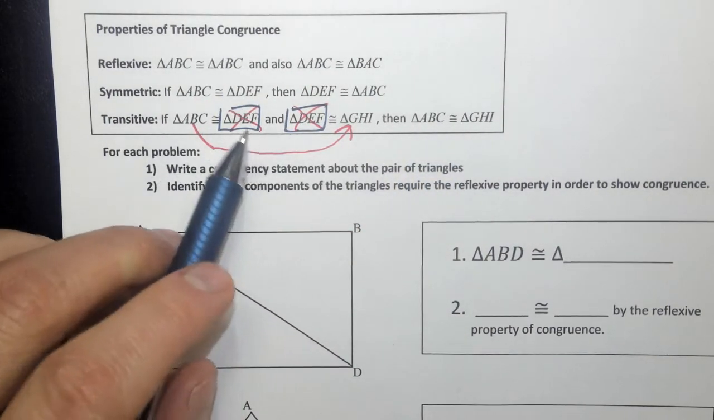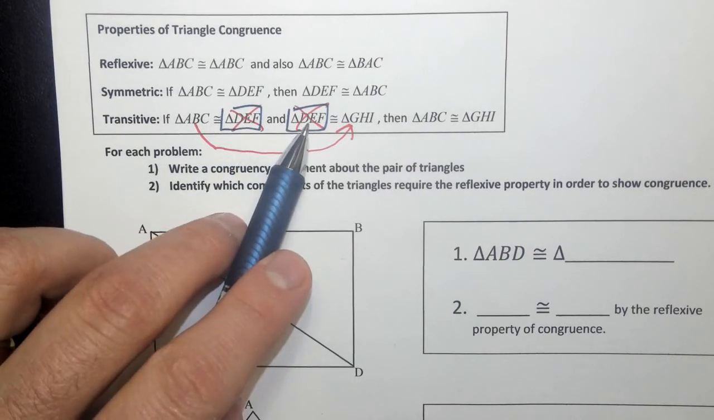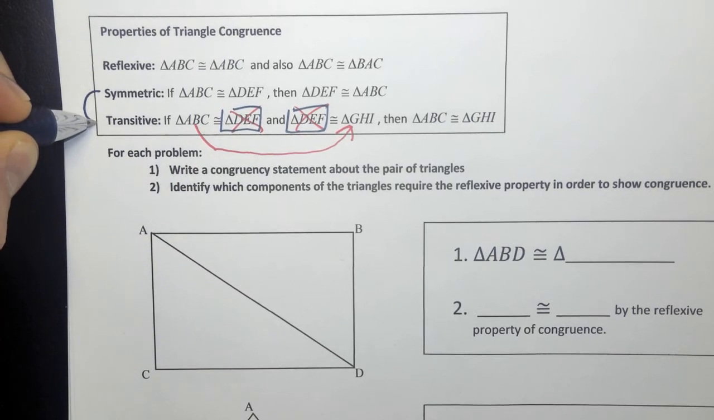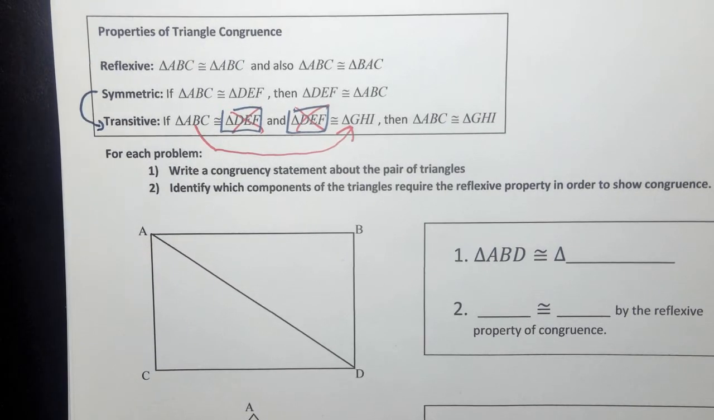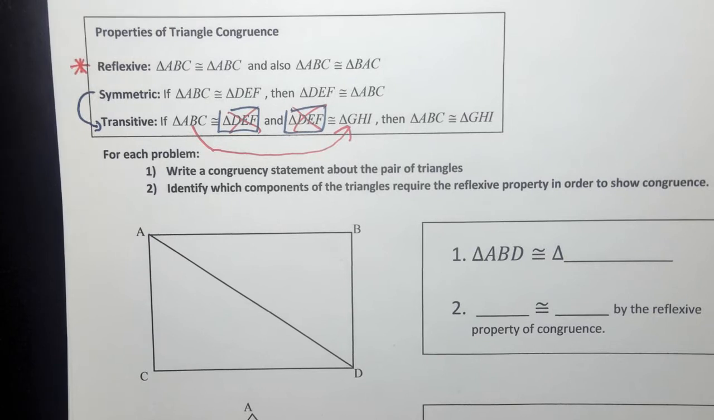Once again, with transitive property, order is important. You see that DEF show up at the end of one statement and at the beginning of the second statement, and that is why symmetric property helps out with that one quite often, because it gets the terms into the right spots. Out of all three that we have right here, the one that is most important, the one that we'll use the most often in Chapter 5, is the reflexive property.